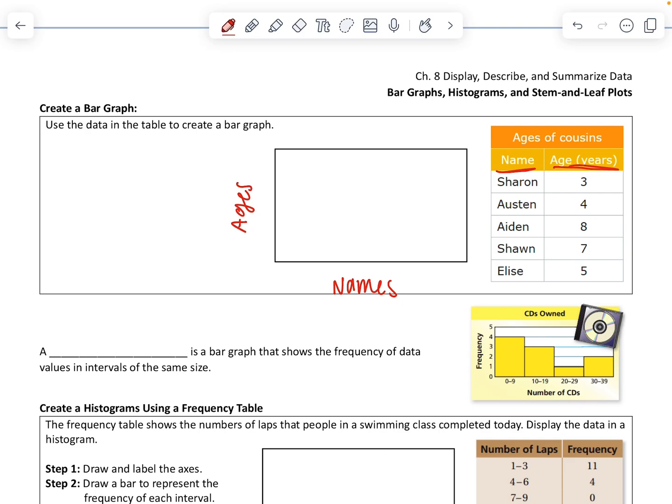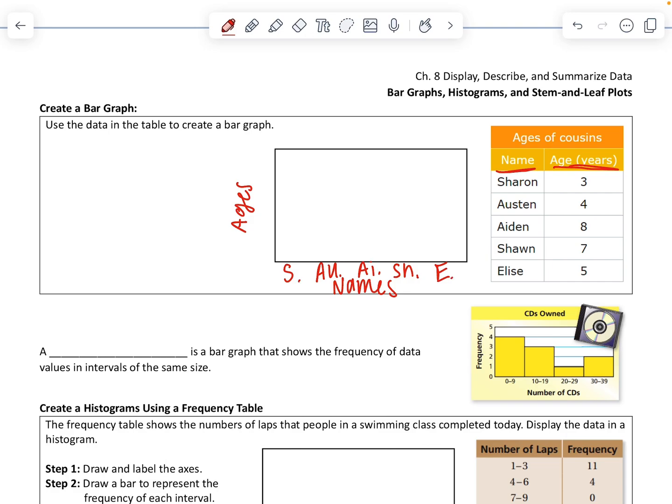So the first thing I'm going to do is write the names. On the bottom we need to write all 5 of the names that are shown. I'm going to abbreviate because I don't want to write all of it. So Sharon is going to be S, Austin will do AU, Aiden will be AI, Sean will be SH, and then Elise will be E.